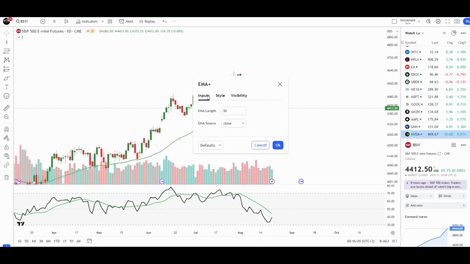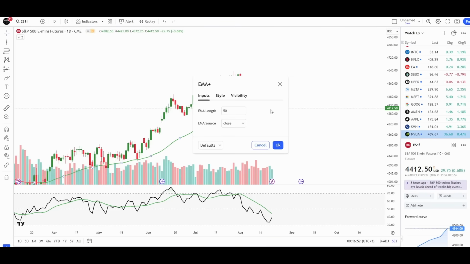Double click it, inputs. What do we want? Let's use the 50 and the 100 exponential moving averages. Those are the most basic. I would say the 20-day, the 50, the 100, and the 200 are the most widely traded.